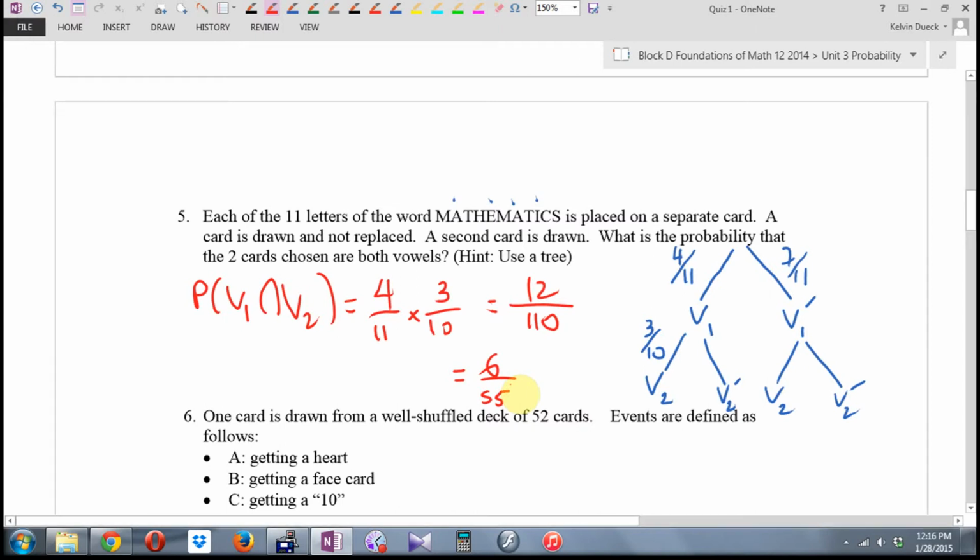By the way, what if I had said only 1 vowel? Well, that would be this branch, or that branch. I would have to fill in the rest of the tree, and it would be multiply down, add across. What if I said no vowels? That would be that branch. I have to fill in the rest of the tree. So all of those, to me, Sterling, would be fair game.